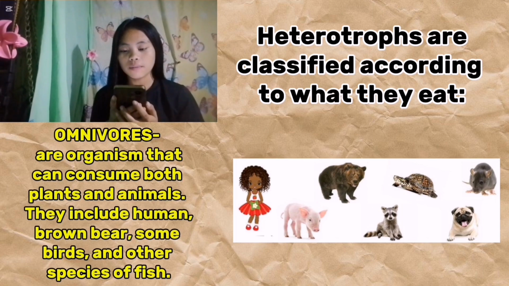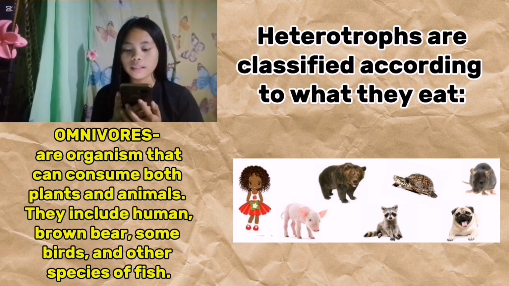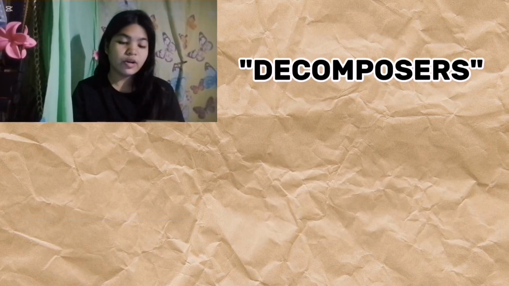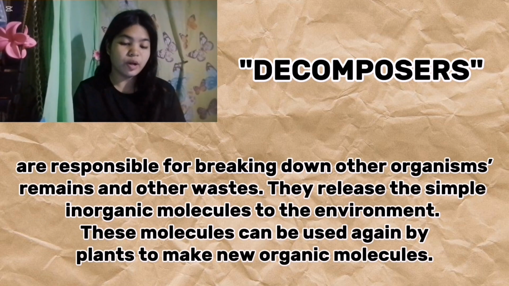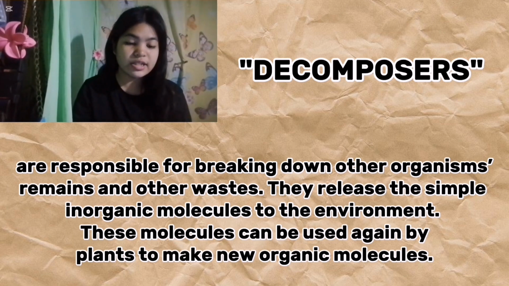Omnivores are organisms that can consume both plants and animals. They include humans, brown bears, some birds, and other species of fish. Decomposers are responsible for breaking down other organisms' remains and other waste. They release simple inorganic molecules to the environment. These molecules can be used again by plants to make new organic molecules.